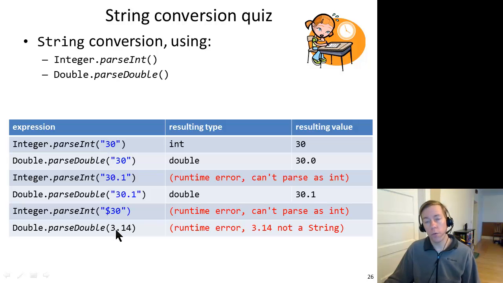All right, this fails because there's no double quotes. 3.14, it's already a double. There's no reason to call parse double on something that's already a double. If this was in quotes, this would be okay, but as it is, this is an exception because you can't pass something that's not a string into parse double. That's its job: convert strings to doubles.